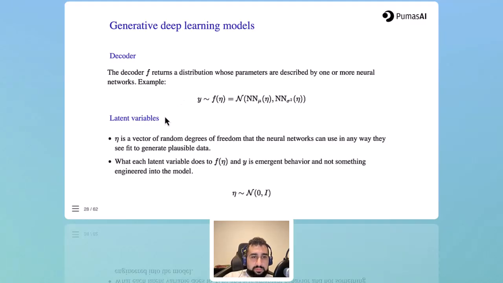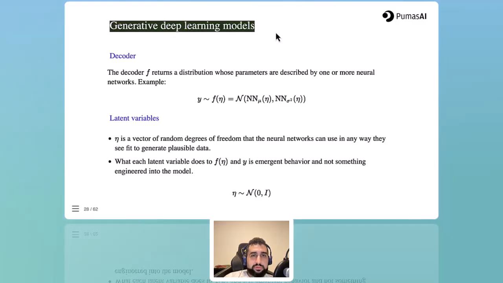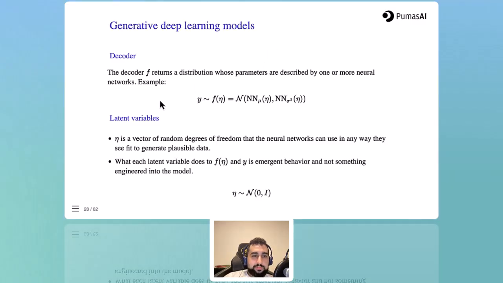Now, the latent variable in these sort of generative deep learning models, so this largely covers a lot of classes of generative deep learning models here, is often a vector of random degrees of freedom that the neural network can use in any way that it sees fit, with the main goal that it wants to generate plausible data. And so the neural network can use these latent variables eta here in any way it sees fit, as long as the output generated y when we simulate from it matches or looks very similar to the real data, right?